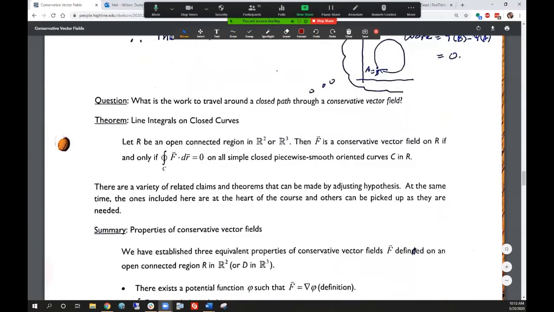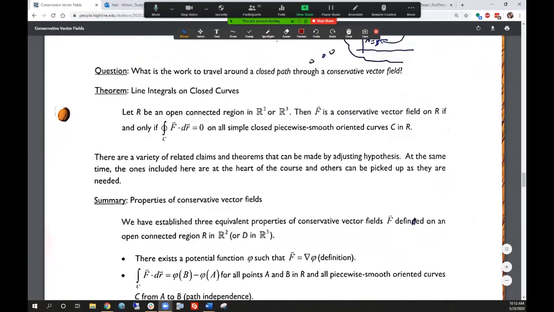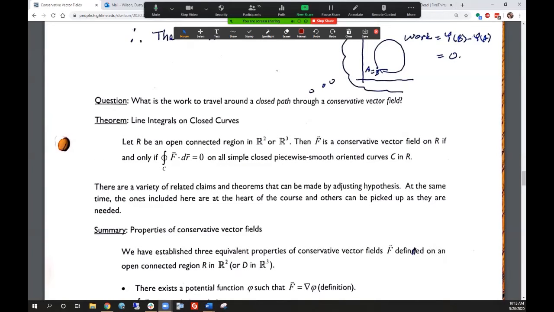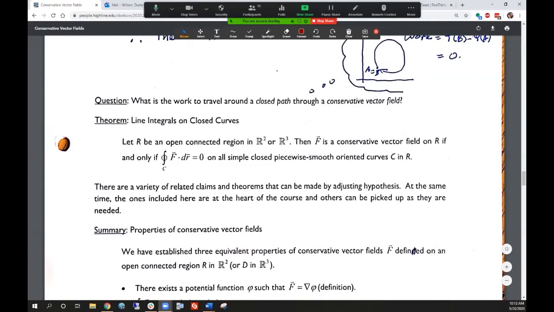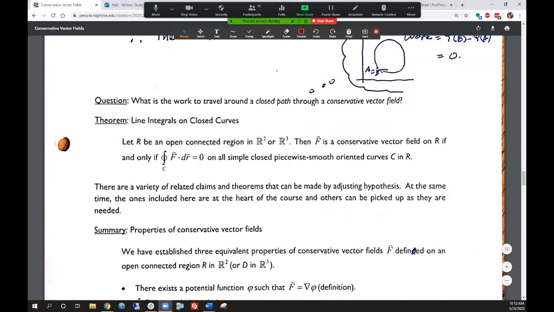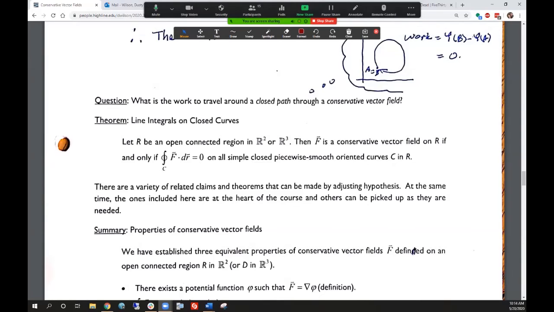We already talked about this a little bit, but there's this question of what is the work to travel around a closed path through a conservative field. In a closed path, you end in the same place that you start. So you're going to have your phi at B minus your phi at A, but the B point is the same as the A point, so the work will be 0. And so we get this little theorem that says that if you're working over a nice region and your field is conservative, then the work to go around a closed path will be 0.